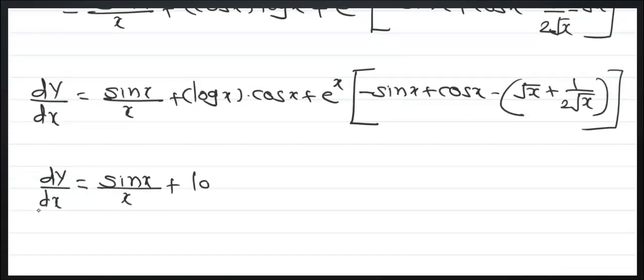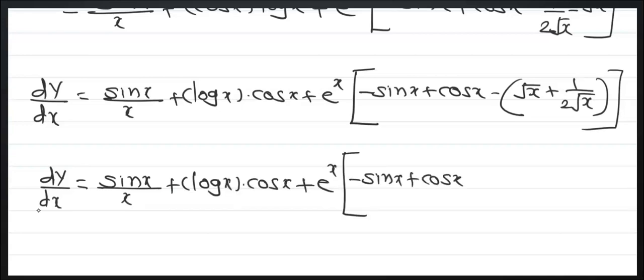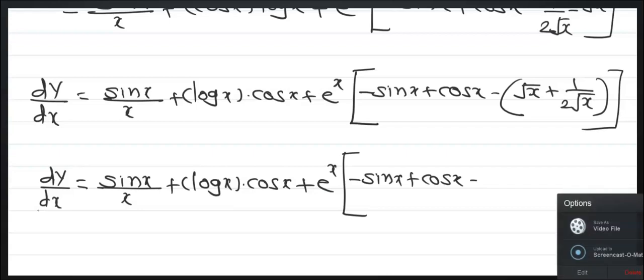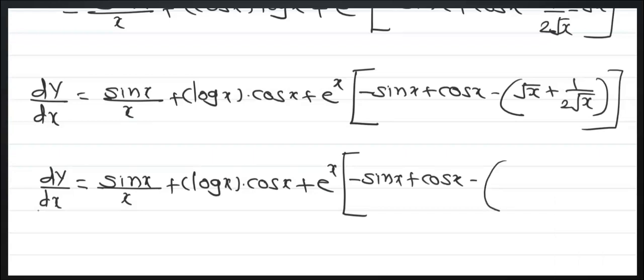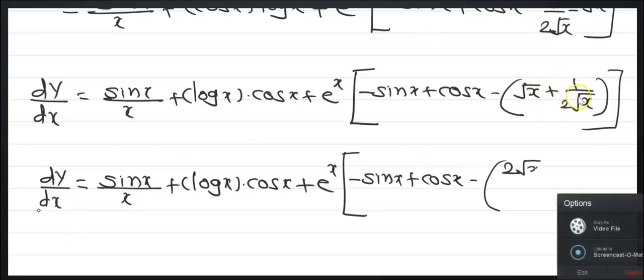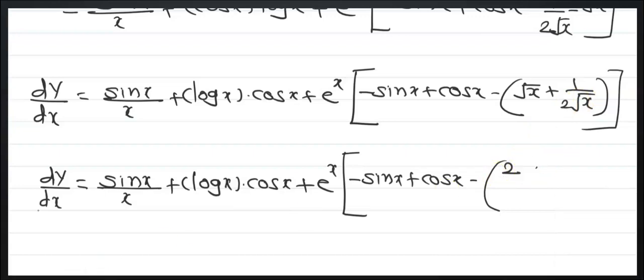That is dy by dx is equal to sin x upon x plus cos of x into cos x, e raised to x into minus sin x plus cos x minus, now this is simplification, root x into 2 root x, that is 2 root x into root x is x, that is 2x plus 1 upon 2 root x.